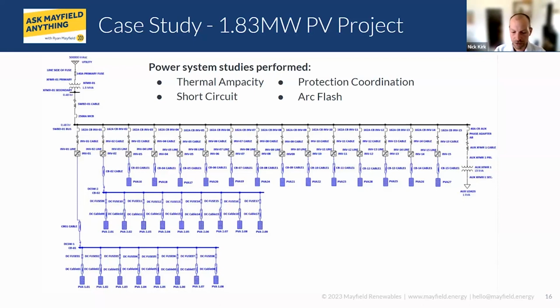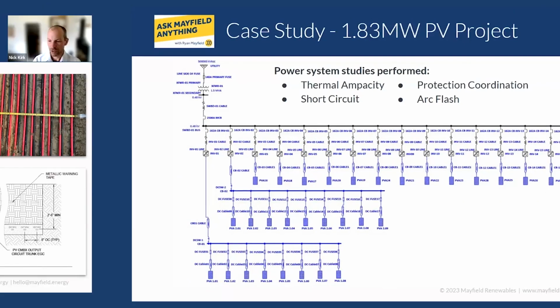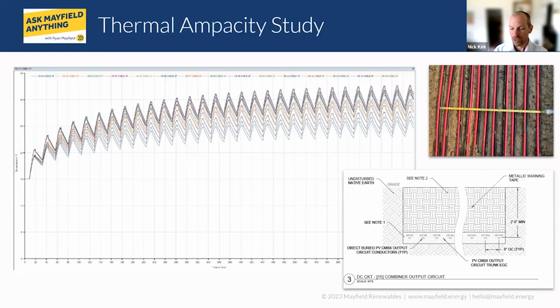Our client came to us with 10 sites that they were developing and needed plan set, design review, EE stamps, and power system studies. The goal of hiring Mayfield was to help provide NEC compliance, protection coordination, and arc flash labeling. By using ETAP, we were able to model these circuits by taking into account the layout, the soil temperature at the desired conductor depths, and soil thermal resistivity that we got from a geotech report. And we also included SAM modeling.